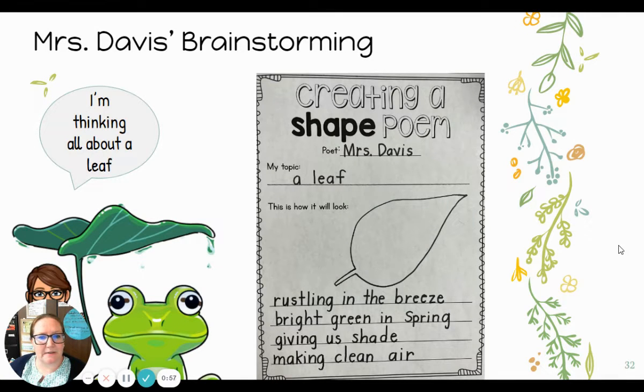All right, so Miss Davis did her brainstorming yesterday. I said my topic, I'm thinking all about a leaf. So I did a quick sketch of what my shape will be for my shape poem. And then I came up with just some phrases for now, brainstorming what I want to include in my writing. I said rustling in the breeze, bright green in spring, giving us shade, making clean air, all things about my topic of a leaf.